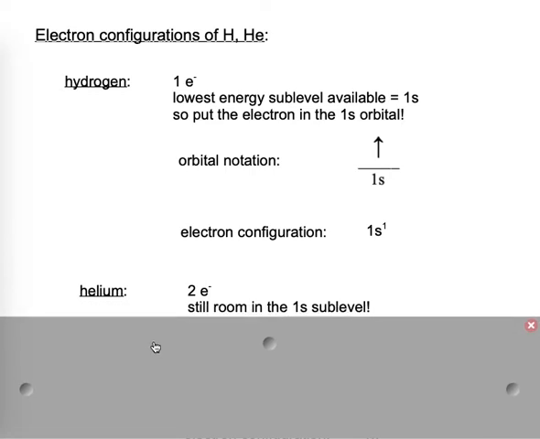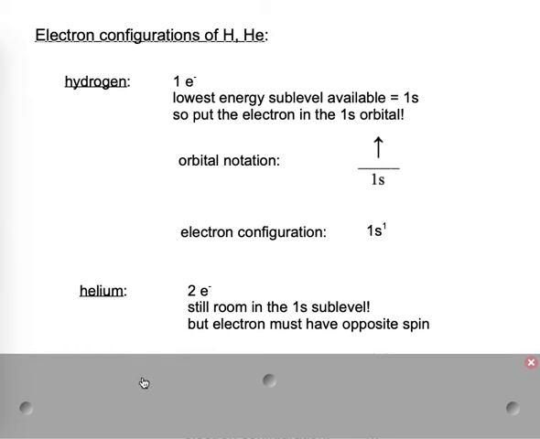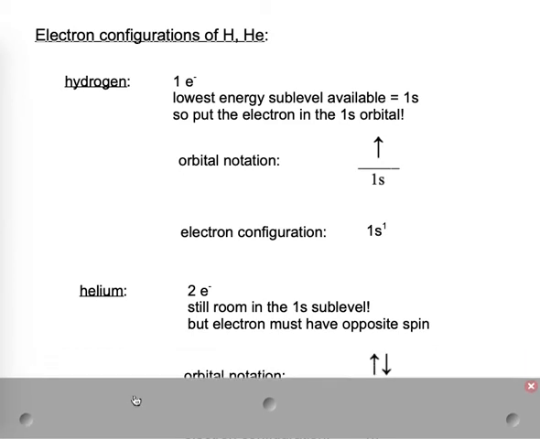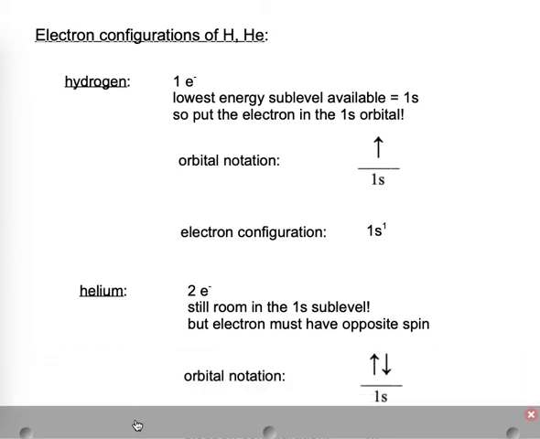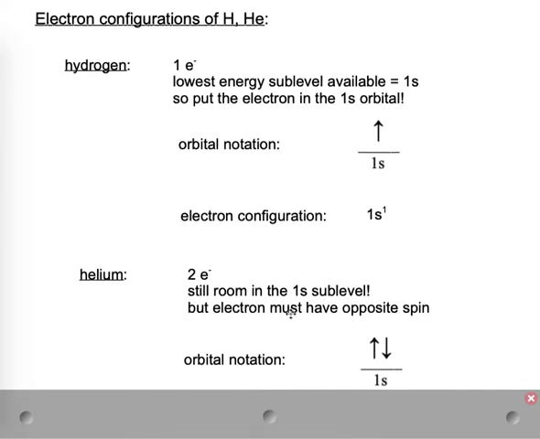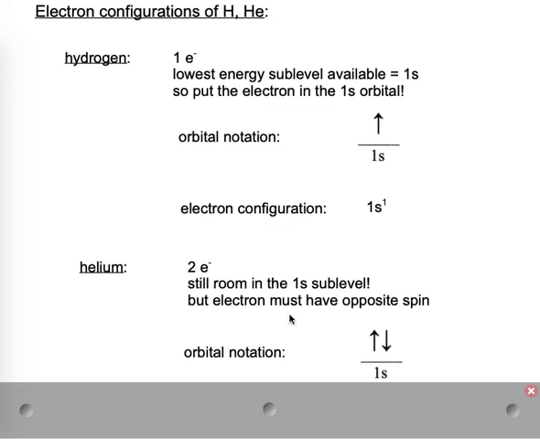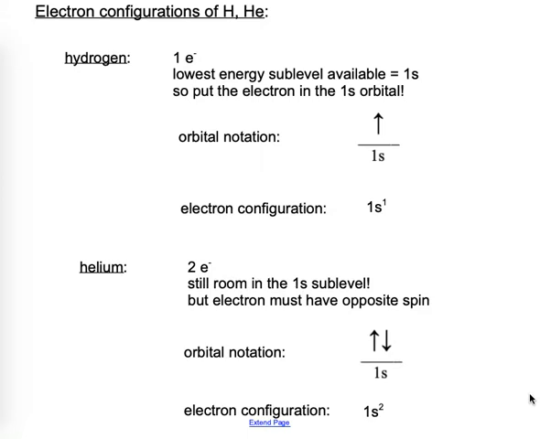Helium has 2 electrons, and there's still room in the 1s sublevel. But the electron must have opposite spin. So for the orbital notation, I will draw the horizontal line with the 1s below to indicate the 1s orbital, and now I'll place 2 electrons in it, one with an arrow pointing up, the other represented by an arrow pointing down, to indicate that these 2 electrons have opposite spin. They are now paired, and I write the electron configuration as 1s2. Let's continue.